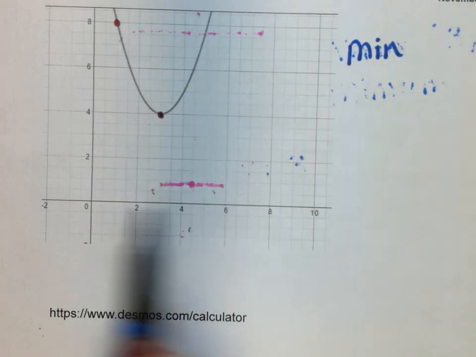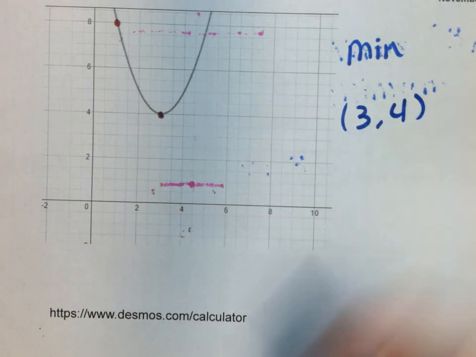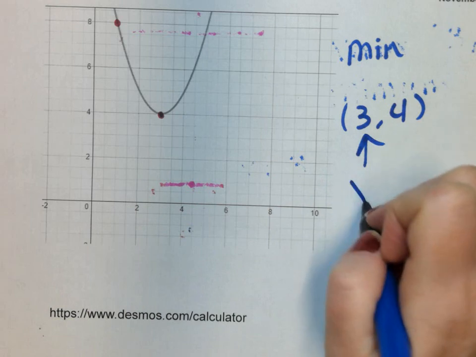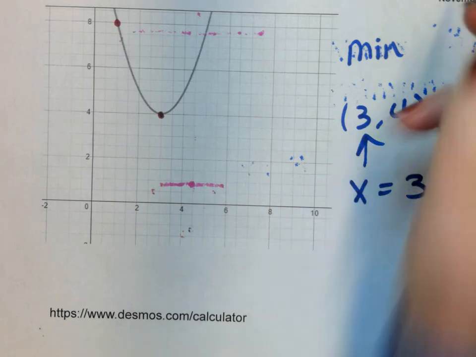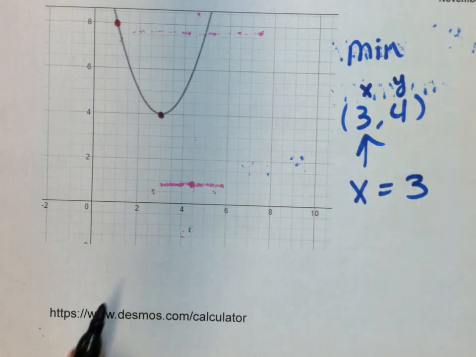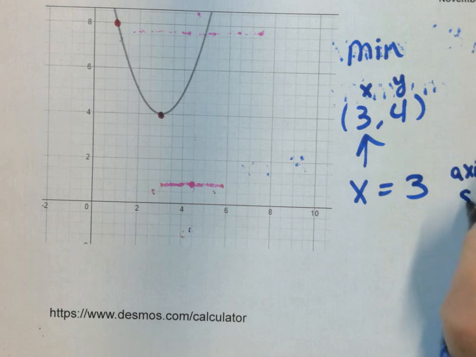Here's my vertex, so I find it. It's (3, 4). So that tells me my axis of symmetry is x equals 3. Remember, this is (x, y), so whatever x is, that's the axis of symmetry. Here it is. Okay, that's how it works.